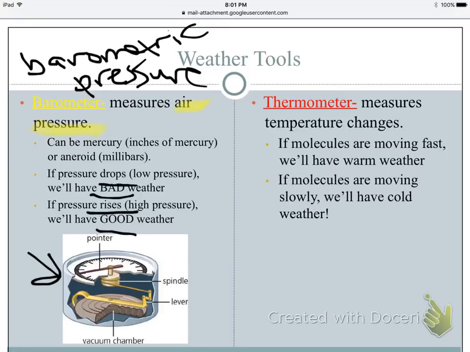The next tool you all know, a thermometer. It's going to measure our temperature changes. So if our molecules are moving fast and they're far apart, they're going to be warm weather molecules. When those molecules are moving fast and bouncing off of each other and they're far apart, that's going to represent warm temperatures. If our molecules are moving slow and they're huddled up together, that's going to bring cold weather. So that represents the temperature of it being cold.